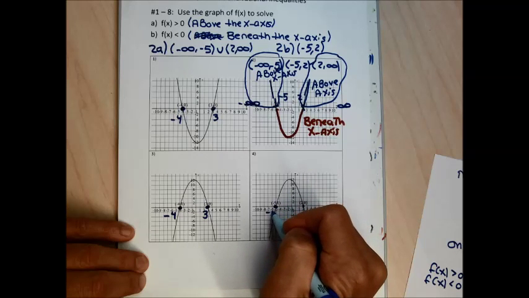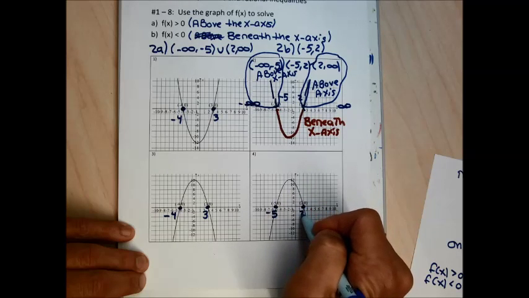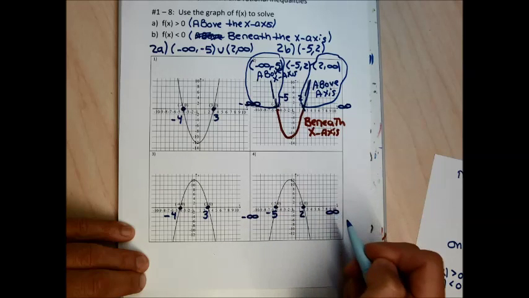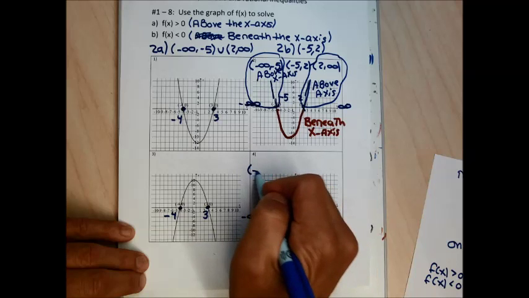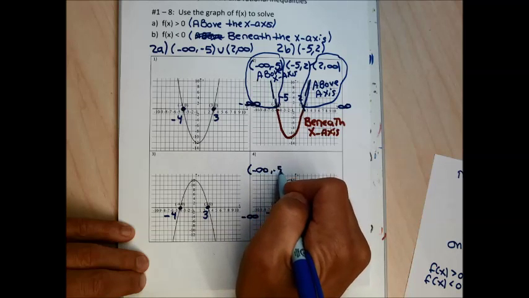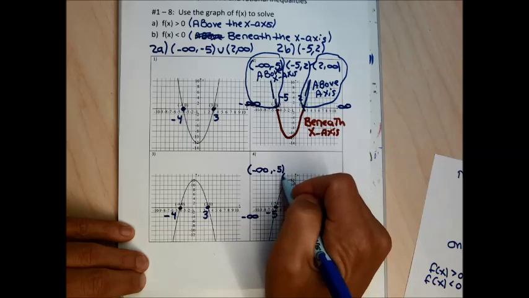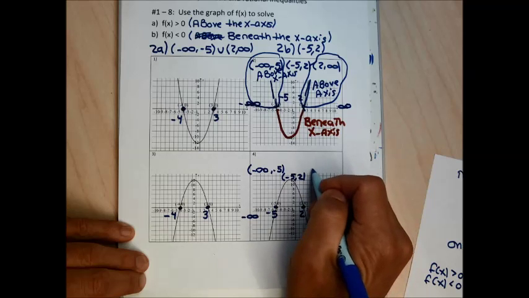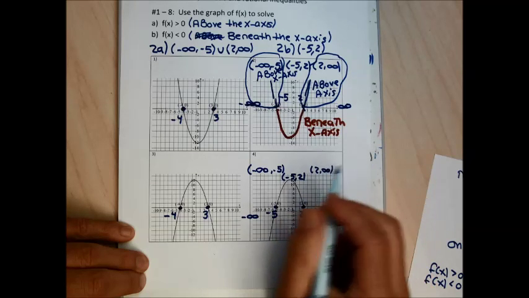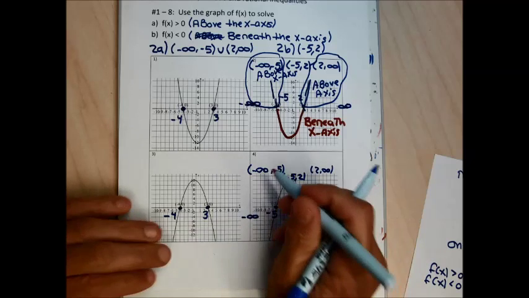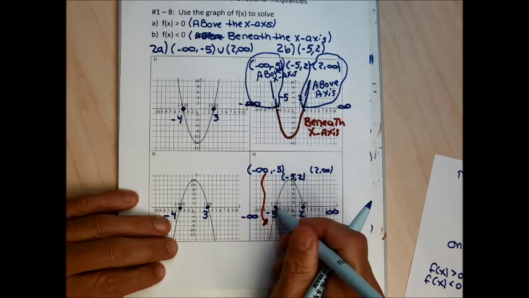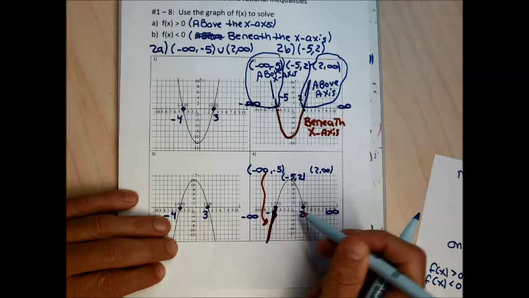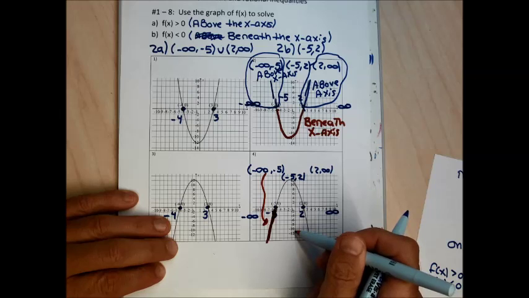I'm going to mark negative 5 on the x-axis, positive 2 on the x-axis, also negative infinity and positive infinity. The intervals I'm going to create are negative infinity to negative 5, and then negative 5 to 2, and then 2 to infinity. And then I'll look at the region of the graph that corresponds to each. The region of the graph that corresponds to the interval negative infinity to negative 5 is that region. That region's beneath the x-axis, so the y's are negative, so the f of x is less than 0.